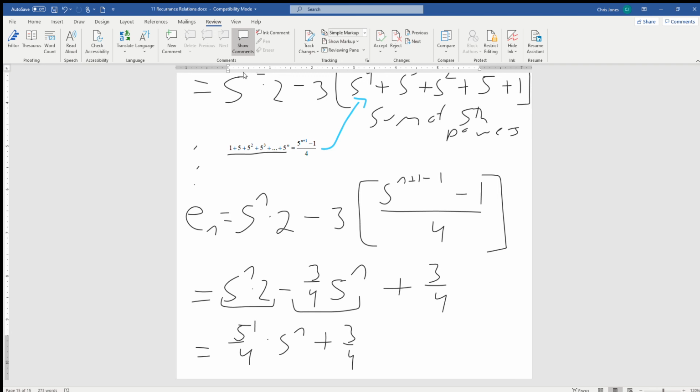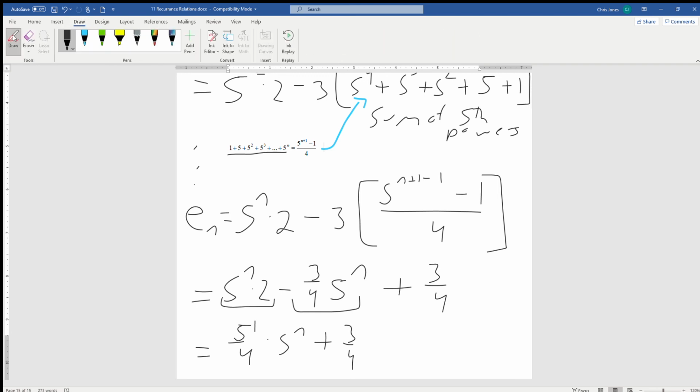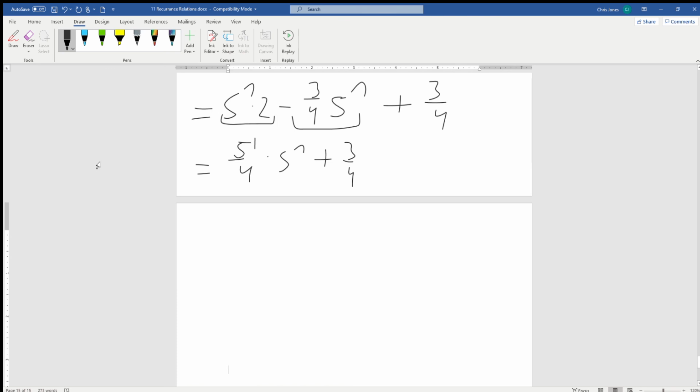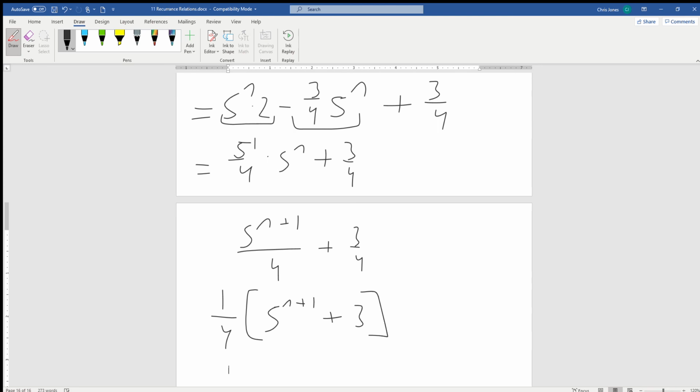So another way that we could write this, if we chose to, and we do choose to, would be 5 to the n plus 1 over 4 plus 3/4. Or if we factor out the 1/4, 5 to the n plus 1 plus 3.